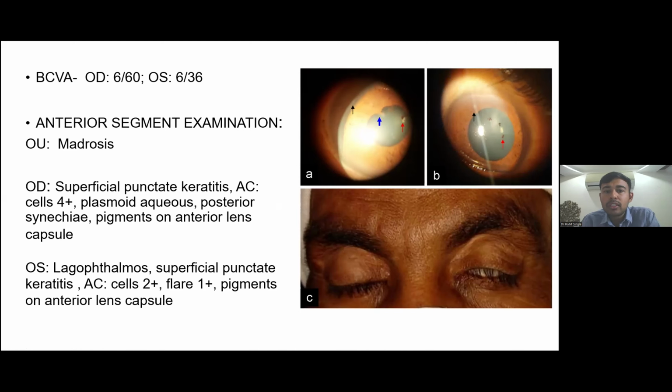Then there were pigments on the anterior lens capsule. I have marked them with red arrows and the posterior synechiae with a blue arrow. In the left eye, as is clearly visible in figure C, the patient was not able to close his eyelids. So the patient was suffering from lagophthalmos. Then he also had superficial punctate keratitis, and the reaction in the anterior chamber was less as compared to the right eye. And pigments on the anterior lens capsule were present in both eyes.